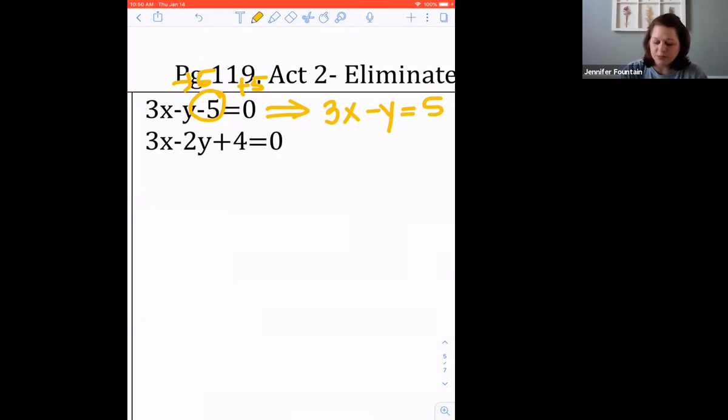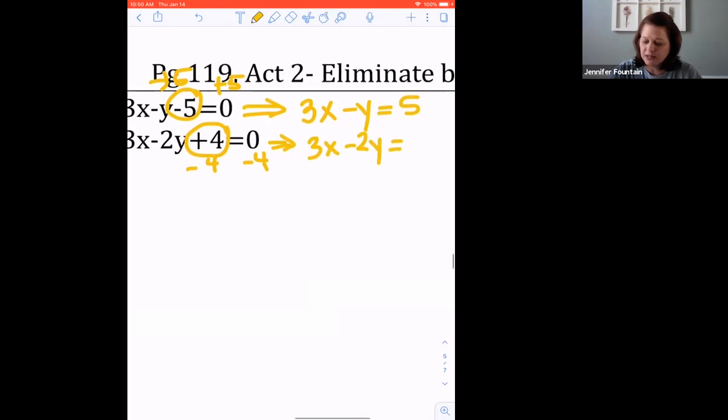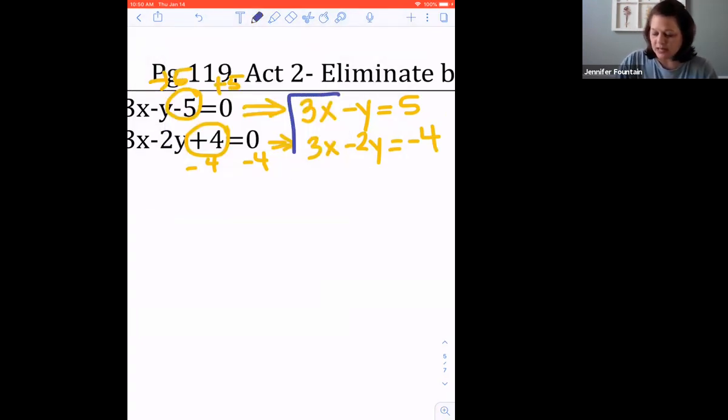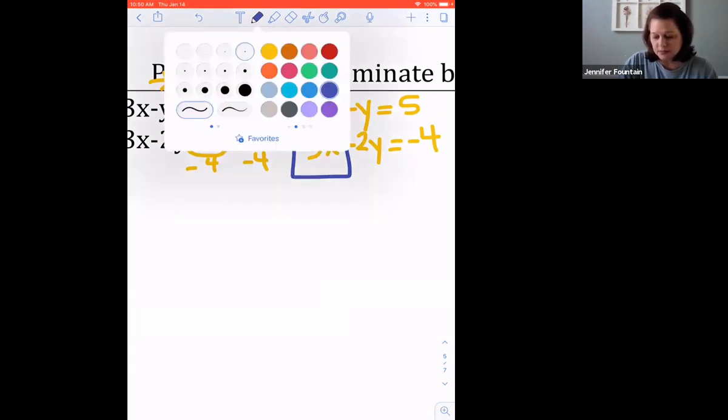Same thing for my next one. It's my c term that needs to move. My term is +4, so that means I need to subtract 4 from each side. So now I have 3x minus 2y is equal to -4. Now at this step, I can see that I've got 3x and 3x in each of my problems.